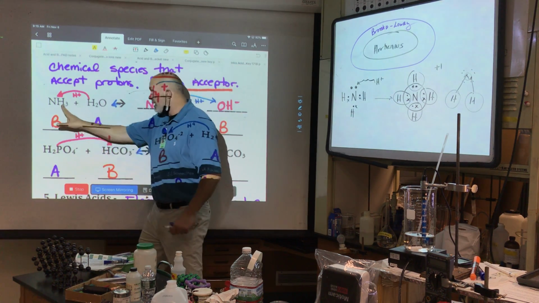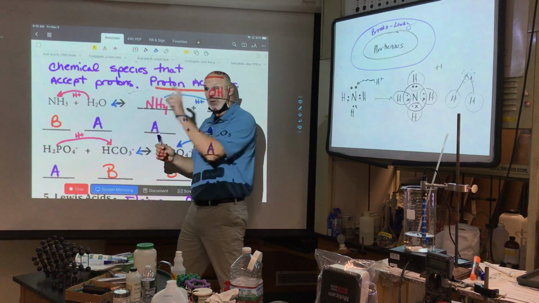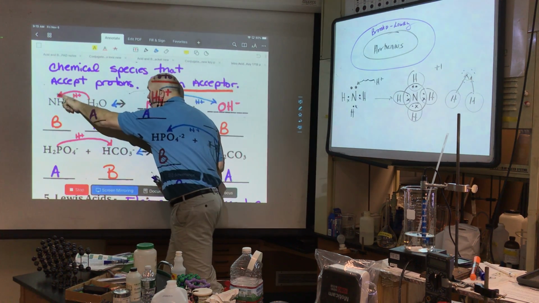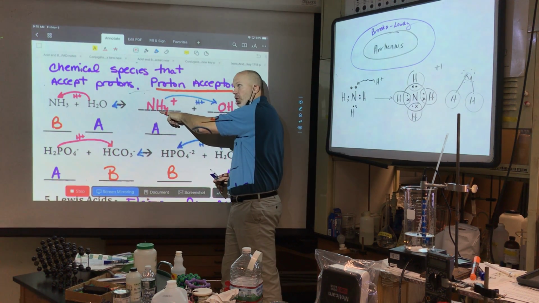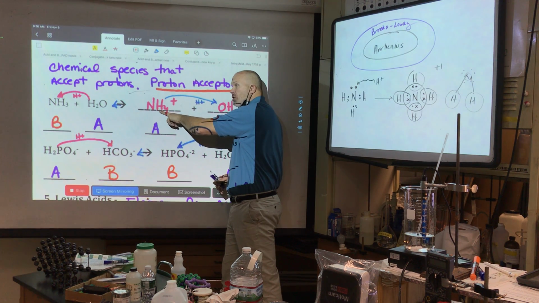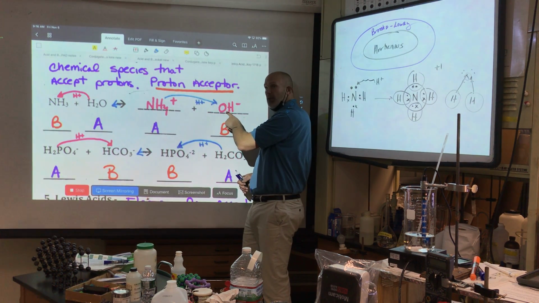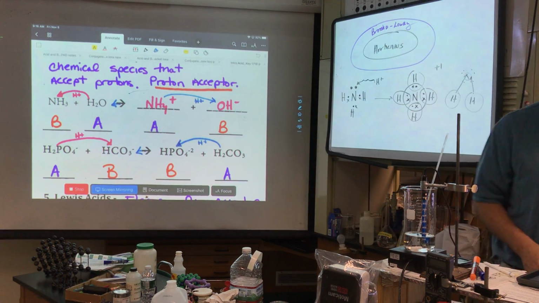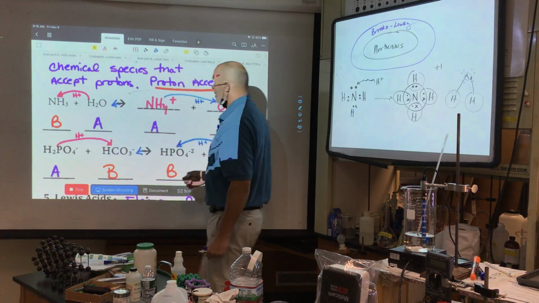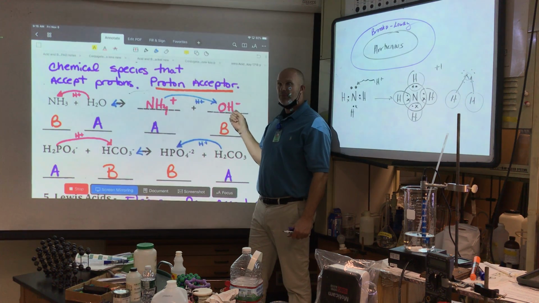So this is a base because it accepts a pair. But think with me, if you sit it in water like Windex, by pulling an H off of water, yes, NH3 becomes NH4+. Always be careful of the charges. You're adding a proton, so the charge goes up in an H. You're not bringing any electrons with it. What happens to the water? It loses an H+, becomes a hydroxide. Oh! So ammonia produces OH minuses. So indirectly, this main ingredient in Windex is producing a base, a hydroxide, that can react.